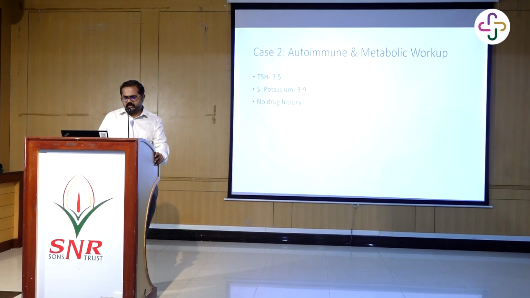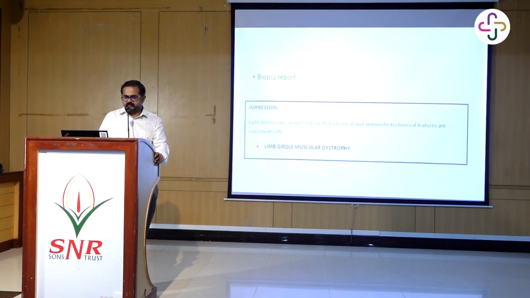So to rule out metabolic mimics, hypothyroidism and hyperthyroidism were ruled out, and hypokalemia was ruled out. So we did a muscle biopsy. It showed limb girdle muscular dystrophy, proven with light microscopy as well as IHC.